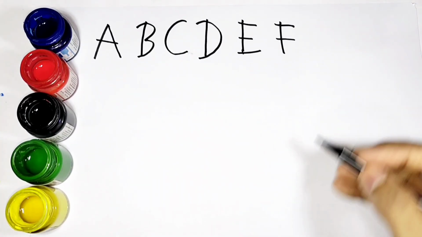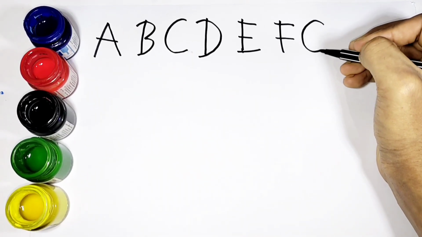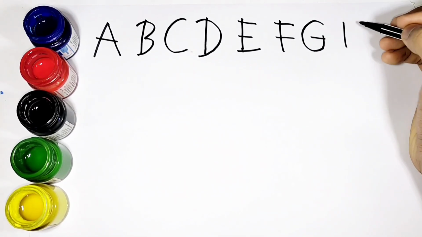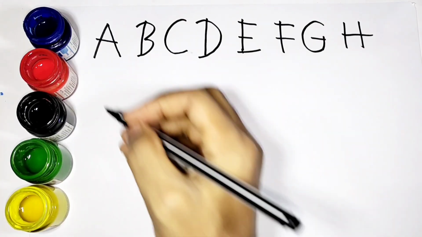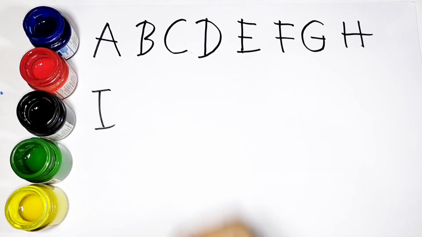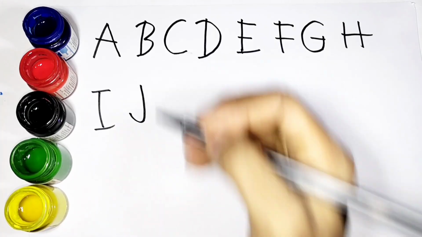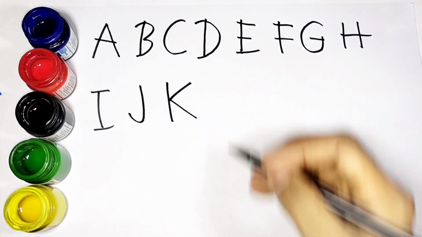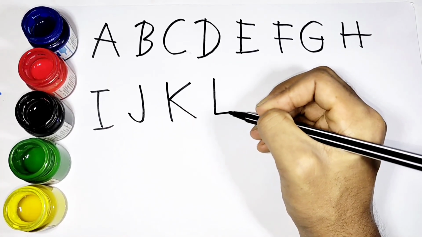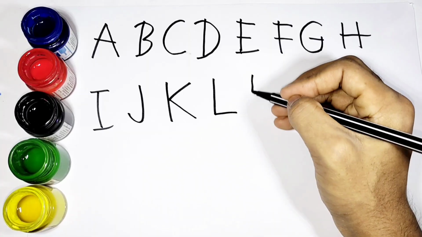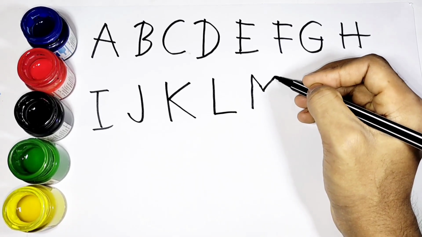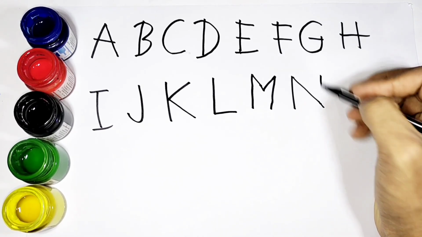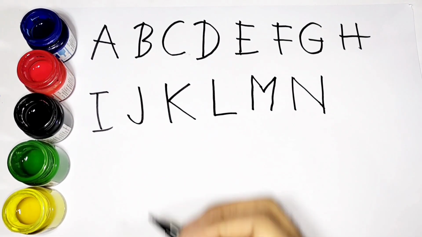And the next one is G. G for God. The next one is H. H for hand. I for eyes. Kids, now we draw J. The next one is K. K for kite. L for lion. And now we draw M. M for moon, M for mango. The next one is N for nose, N for nest.